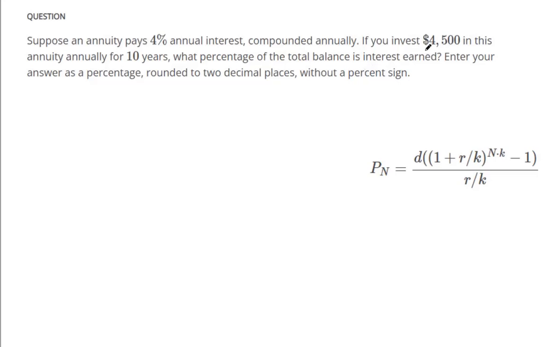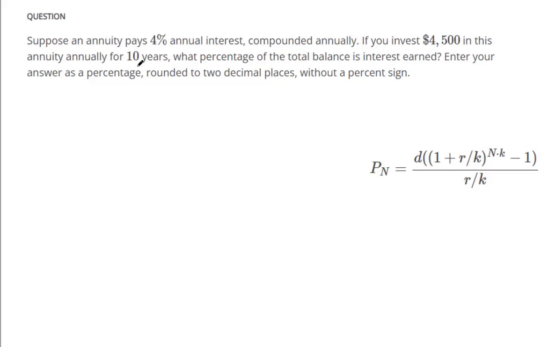Okay, so somebody's putting $4,500 in this annuity annually for 10 years. So they're taking $4,500 one year, putting it away, collecting some interest. $4,500 another year, putting it away, collecting some interest. Okay, and they do that for 10 years.